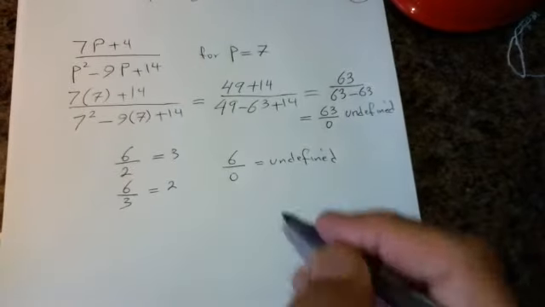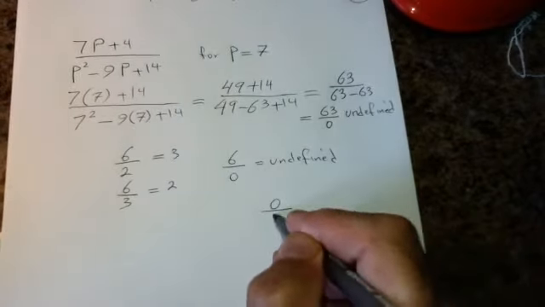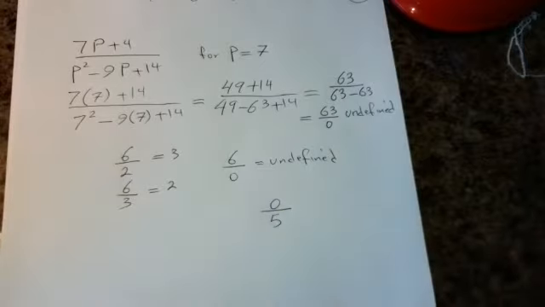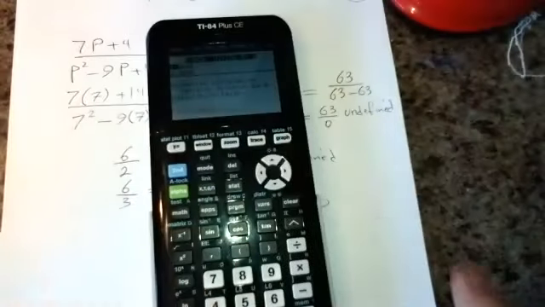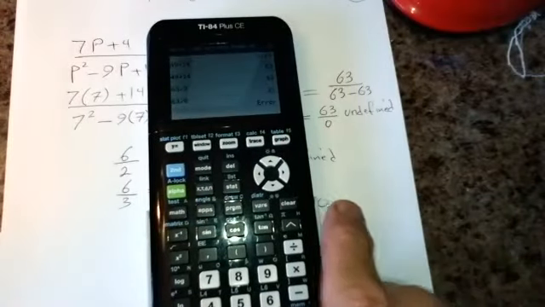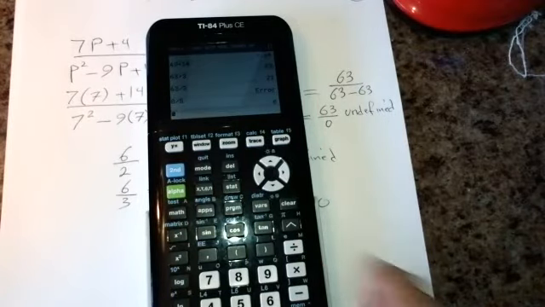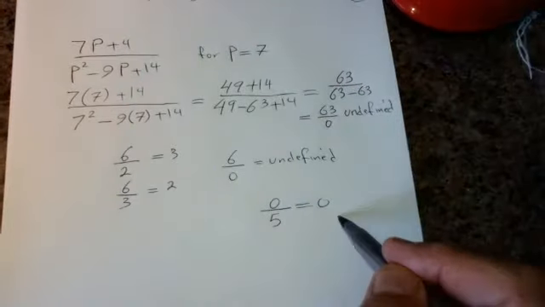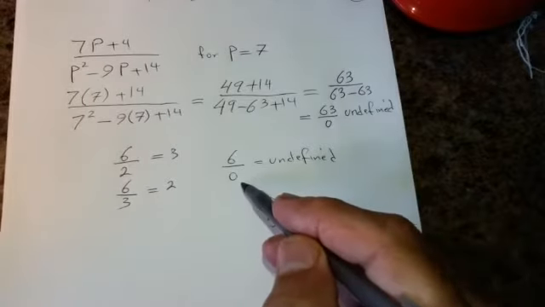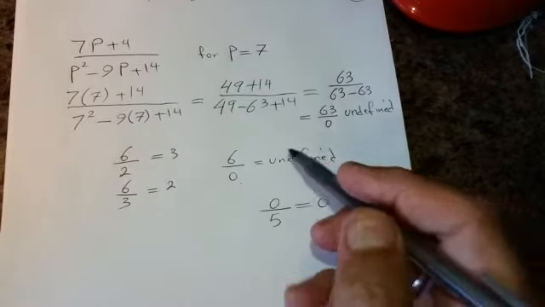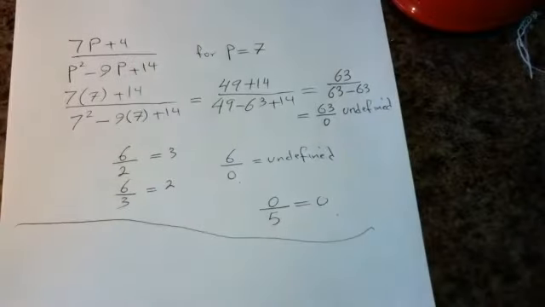Remember, that's not the case when you have 0 over a number. Like what is 0 over 5? When you use your calculator, it would give you 0. 0 divided by 5 is 0, okay? So this one is fine. It's just the denominator cannot be 0. And how do you find out? By using your calculator.